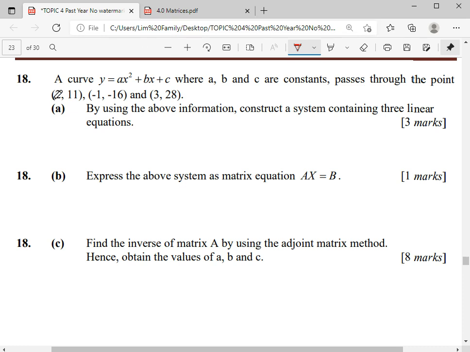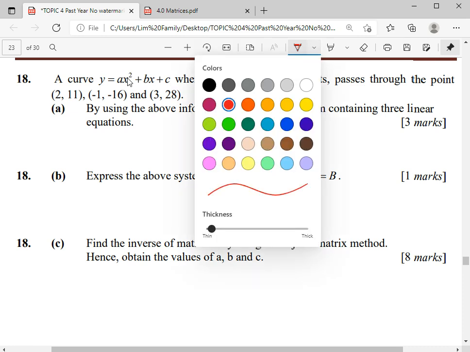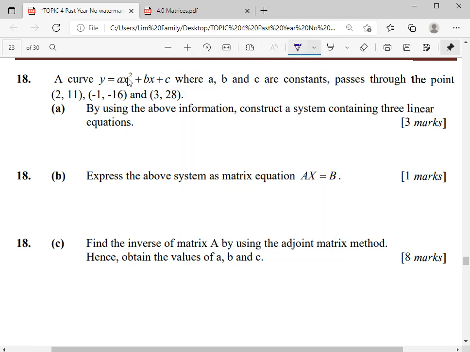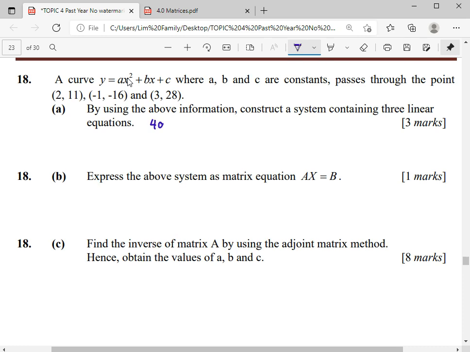For the first point, when we substitute x equals 2 here, we get 2 squared, so 4a, and then substitute here 2b, and then plus c. What's the y coordinate? The y coordinate is 11. So this is how we form our first linear equation.